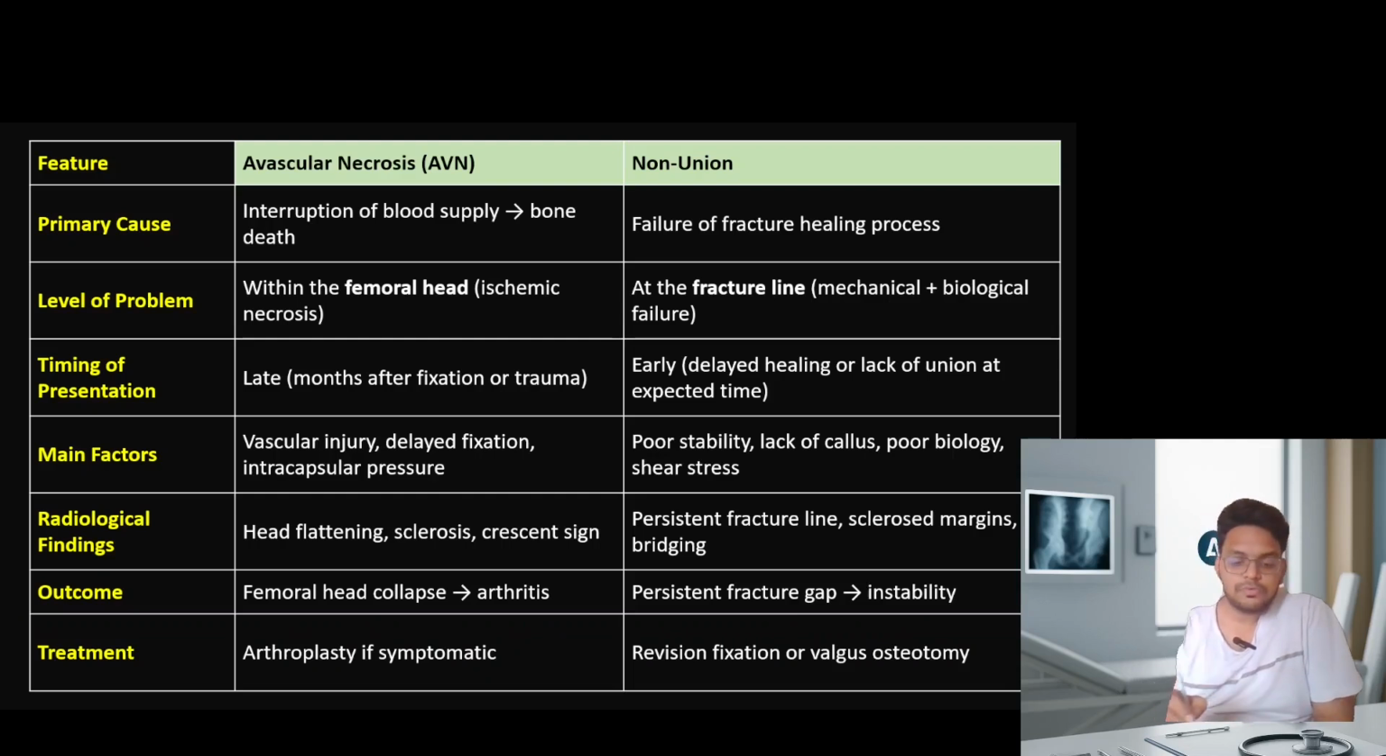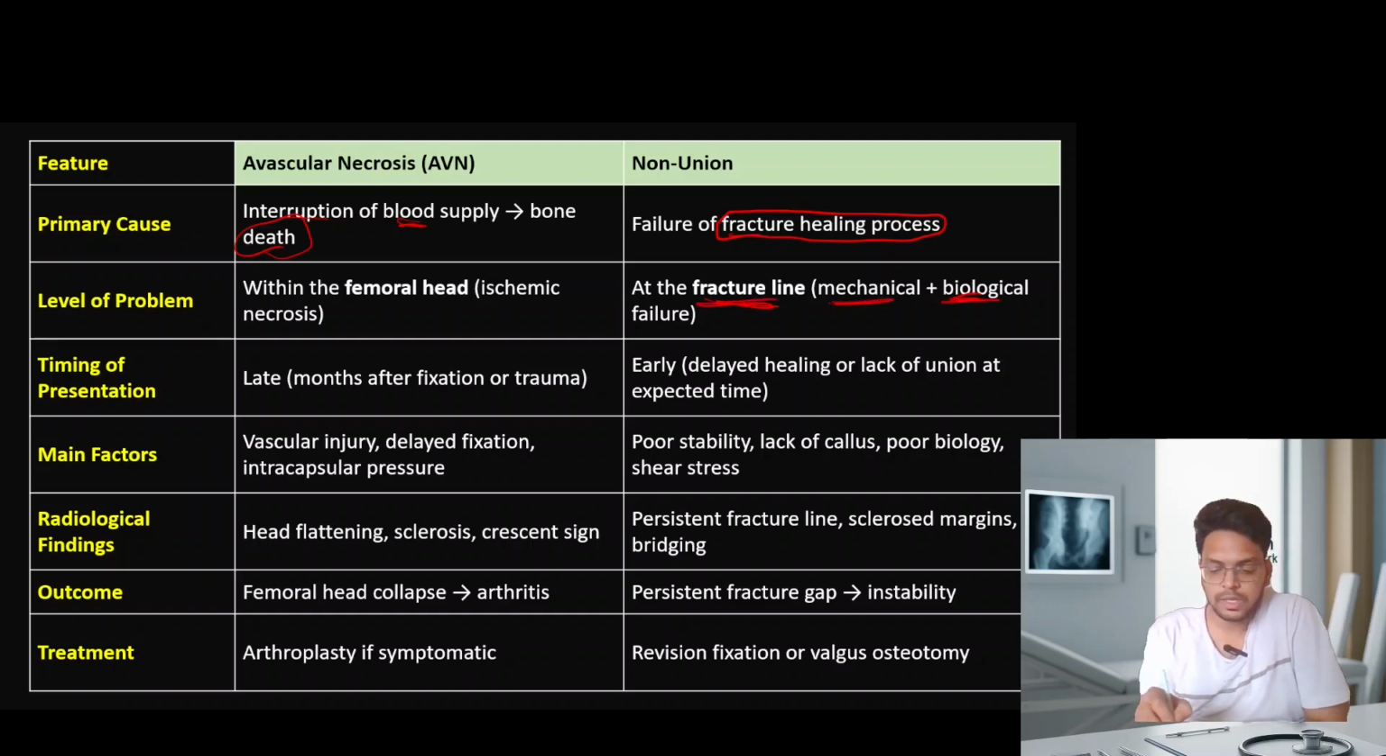So the primary cause for non-union is that the fracture healing process fails because of the washing away of the hematoma, no periosteum, and less cancellous bone contact. In all of these, the fracture healing process is not allowed. This is the primary cause for non-union. But interruption of the blood supply and the bone becoming dead is the main cause for AVN. The level of the problem in non-union is at the fracture line, where both mechanical and biological failure occur.